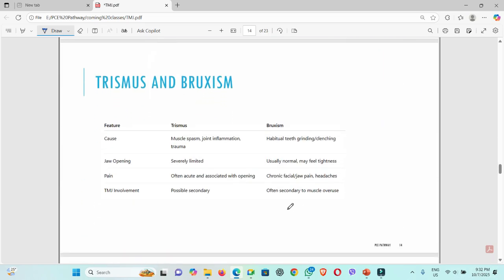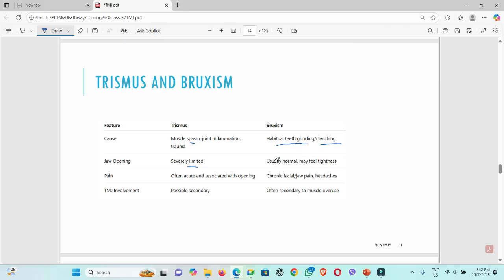Okay, you must have seen this term trismus and bruxism. Trismus is muscle spasm. Which muscle spasm? Any of those muscles which you have read. It could be anything, right? So joint inflammation, trauma. Bruxism means teeth grinding, clenching. Usually people do it whenever they are sleeping. So jaw opening in trismus is severely limited because of muscle spasm, joint inflammation, trauma.